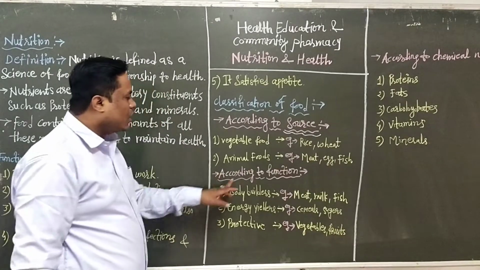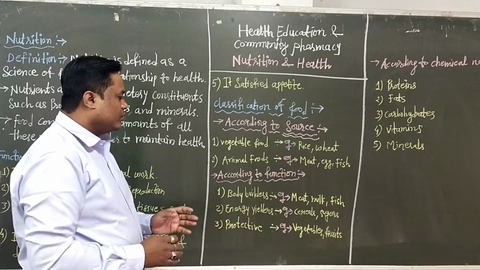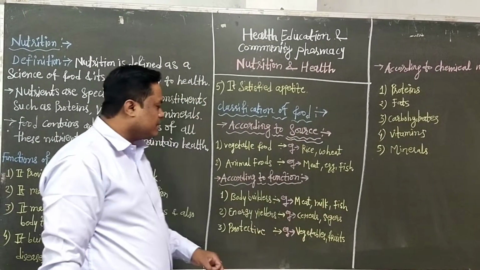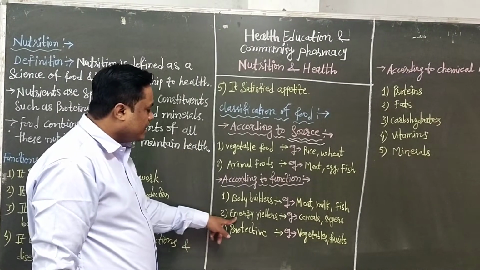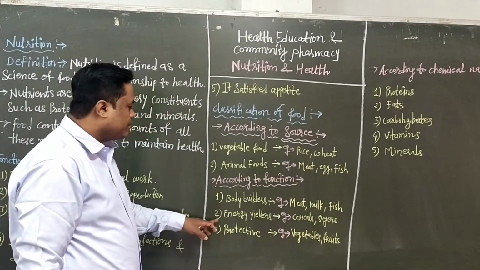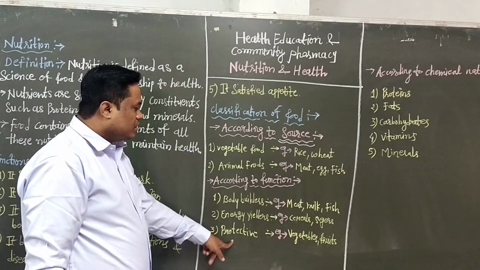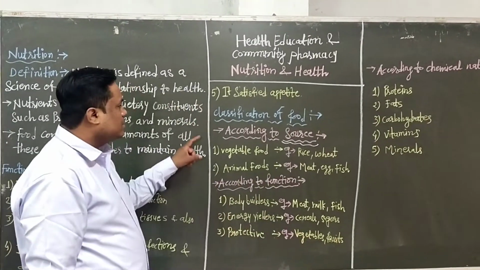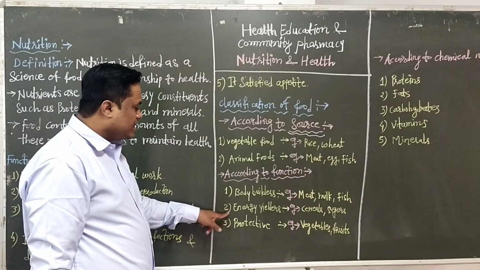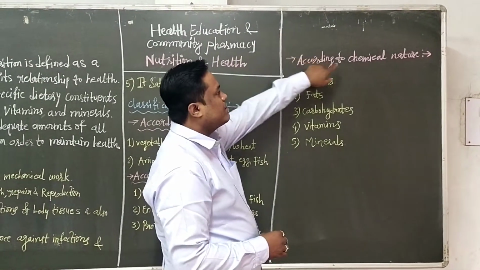Then next is according to function. The first is body builders, to build the body, meaning anatomy and physiology of the body. For example, meat, milk, fish. Second is energy yielders, for example cereals and sugars. And third is protective, for example vegetables and fruits. These are the classification of food according to function: body builders, energy yielders, and protectives.